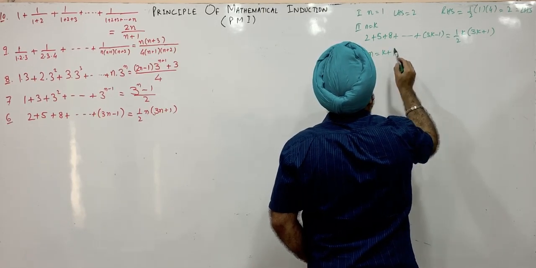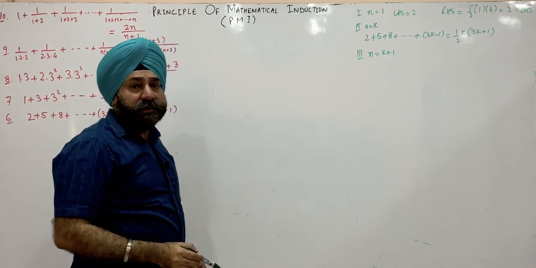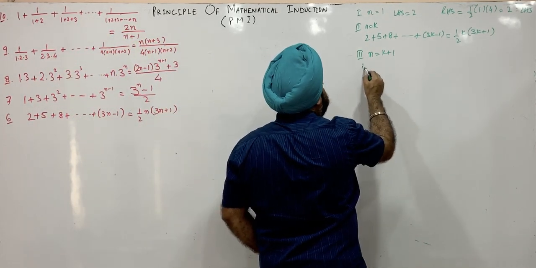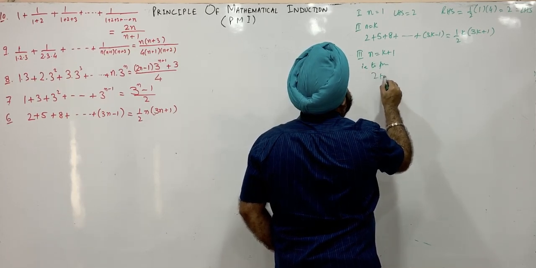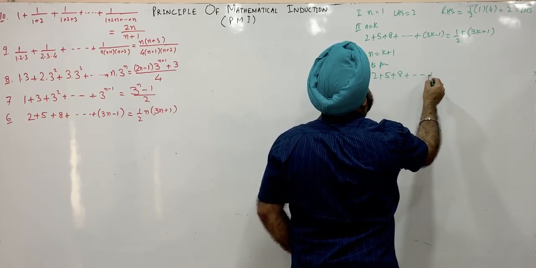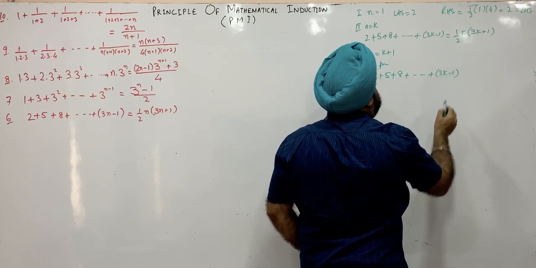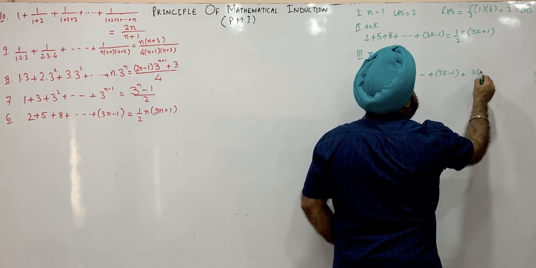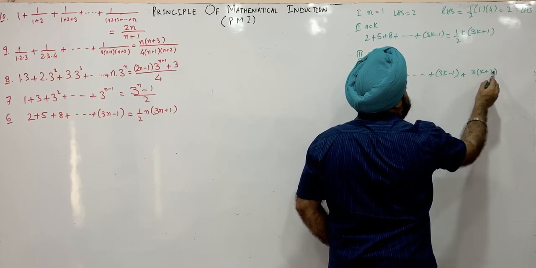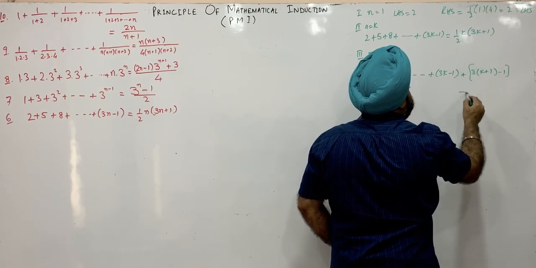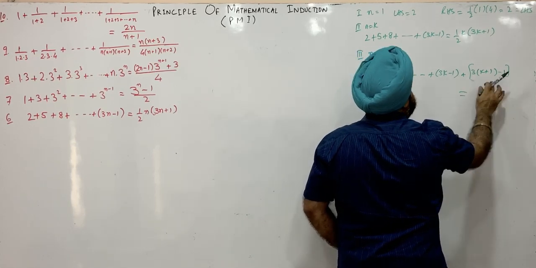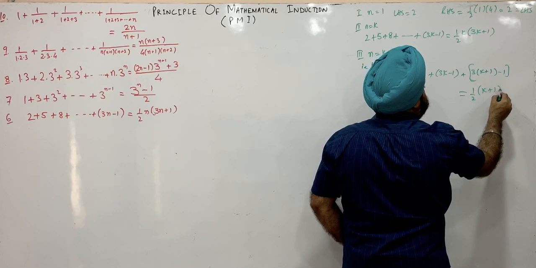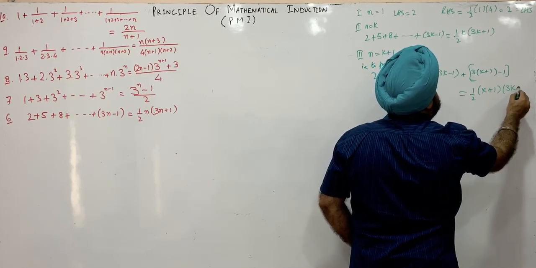And in the third step, we have to prove the result true for n is equal to k plus 1. So that is to prove 2 plus 5 plus 8 then up to 3k minus 1. This is sum of k terms plus the next term, which we get by replacing k by k plus 1. And we have to prove that this sum, now for k plus 1 terms, is 1 by 2, k plus 1, into 3k plus 4.